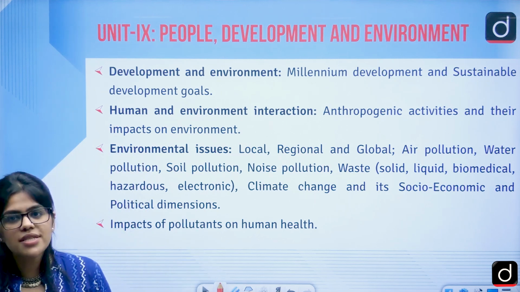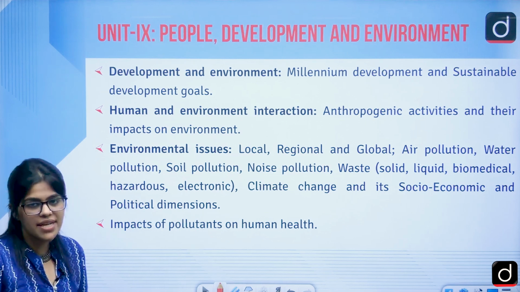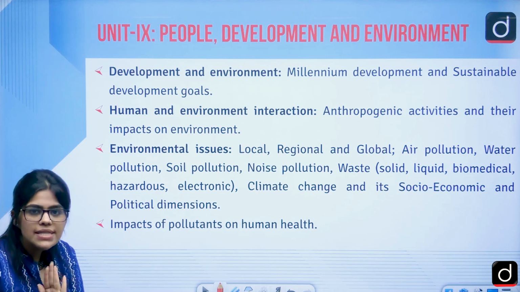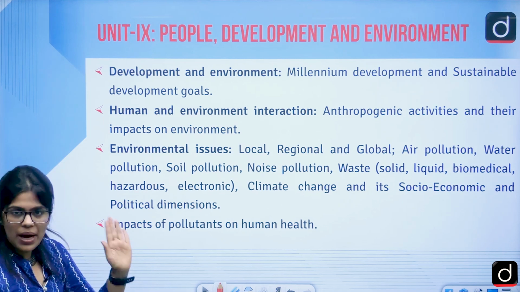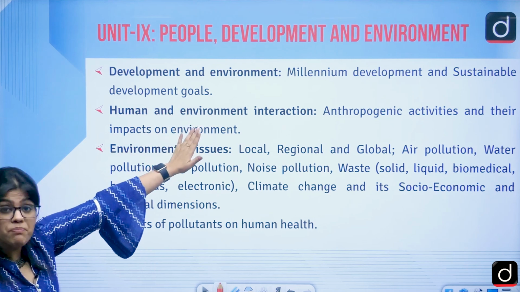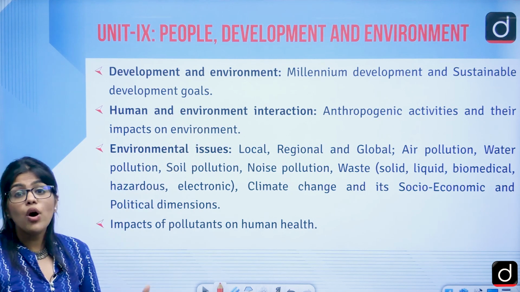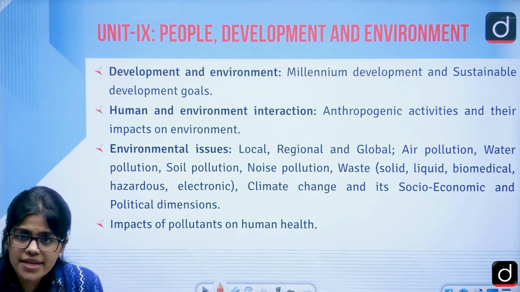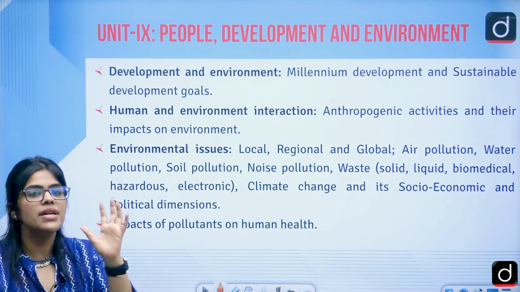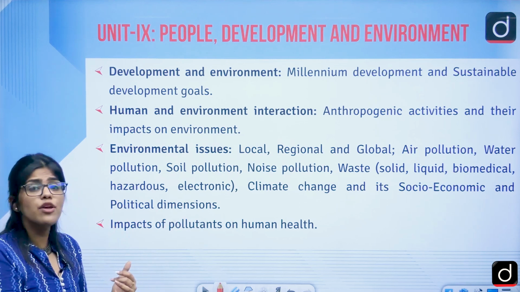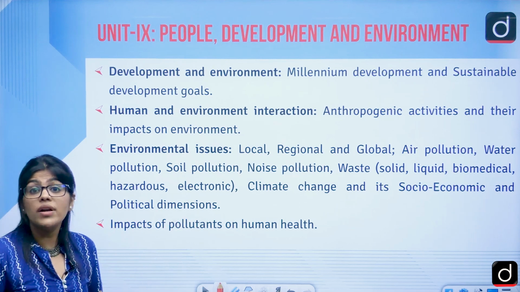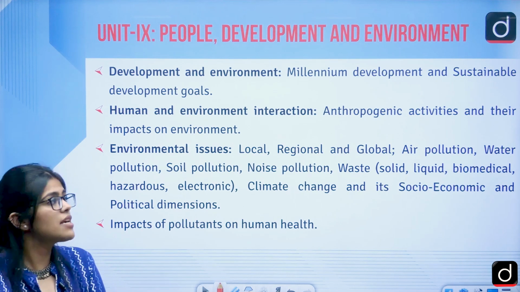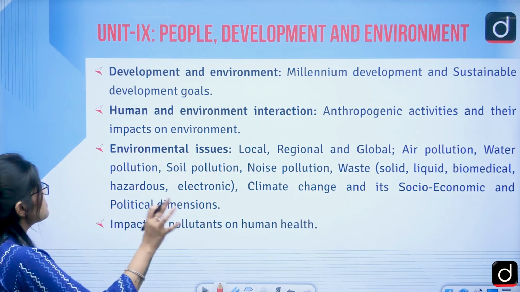Now, this important unit is called People, Development and Environment. In this unit, we will first of all deal with the basic concepts related to environment, related to different developmental opportunities, and what are the different categories in which we can see the environment being divided. What is the biotic component? What is the abiotic component? What is biome? What is ecosystem? What is atmosphere? What are the different layers of atmosphere? These are the basic concepts, and we'll be starting with these basic concepts.